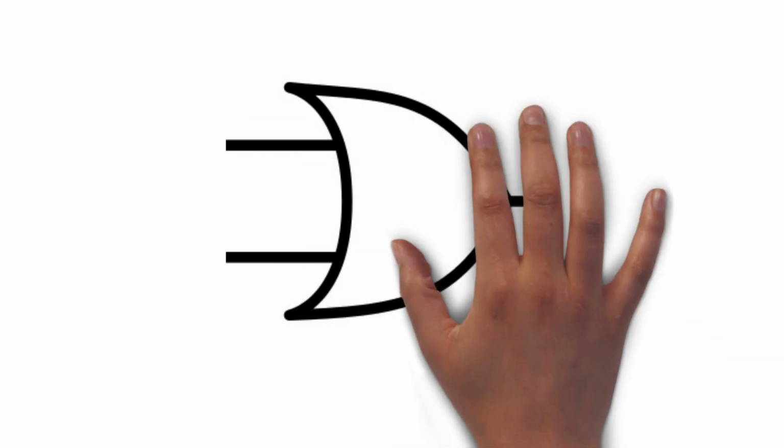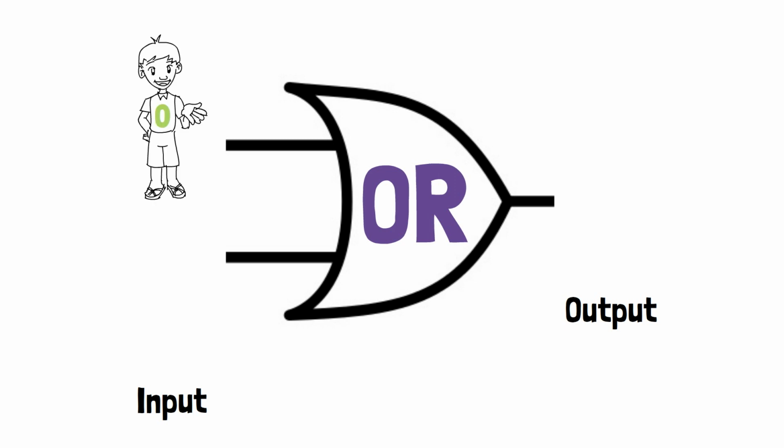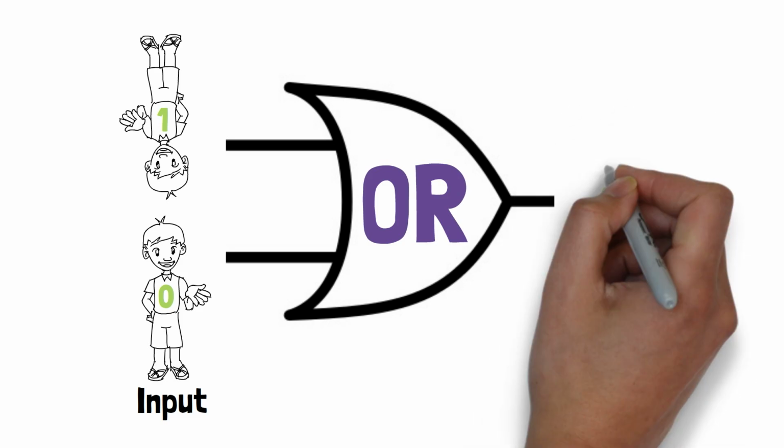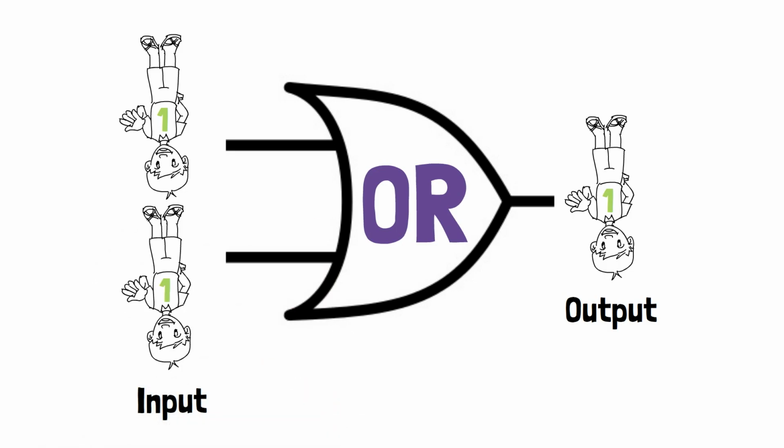A second one is the OR gate, which outputs a 1 only if one of the inputs that it receives is also a 1. If the inputs are 0, 0, the OR gate produces a 0 state. If the inputs are 0, 1, however, the gate produces a 1 state because at least one of the inputs is a 1. The inputs 1 and 1 would also produce a 1 for the same reason.